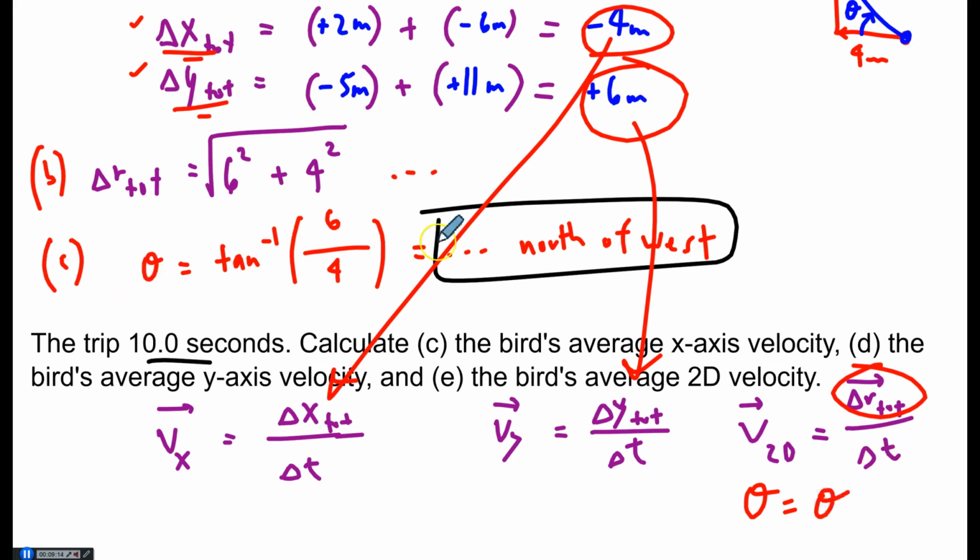And then the angle for this velocity would be the same as the angle for part C. Because if you walk at, I don't know, maybe it's 14, who knows? It won't be 14, but if I walk at 14 degrees north of west on average, my velocity is in the same direction. So this velocity vector has the same direction as this displacement.